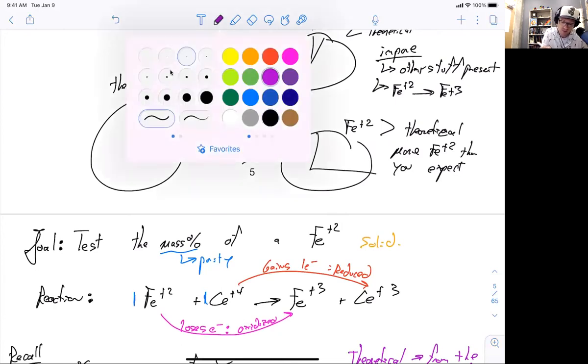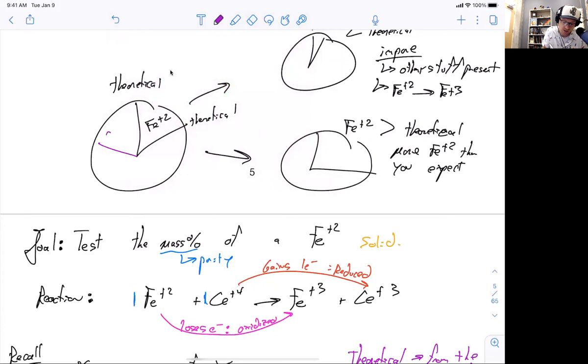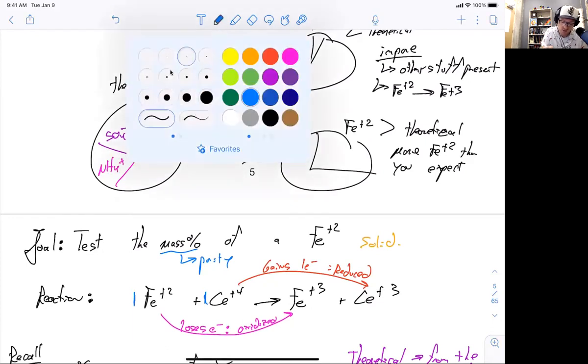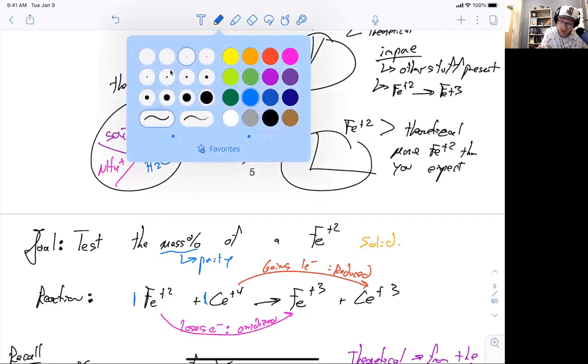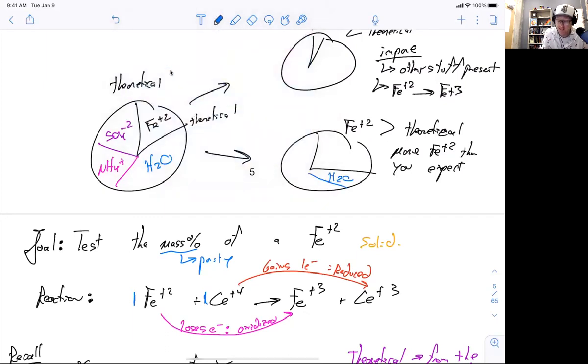And again, come back over here to the pie chart. Some of it is sulfate. You could find the mass percent sulfate. Some of it is ammonium. You can find the mass percent ammonium. And a good chunk of it is mass percent water. Maybe it means that the water is less than it should be. Again, we're not going to really know because we're not going to go test for how much water is there. Each one of these would require a different test. You need a different test for sulfate, a different test for ammonium, a different test for water.